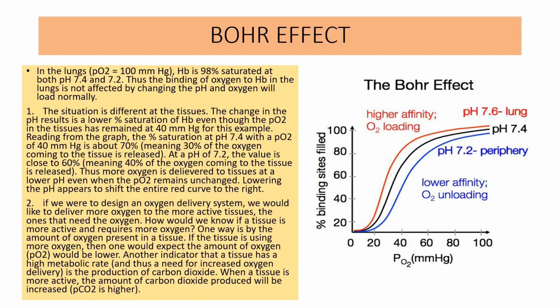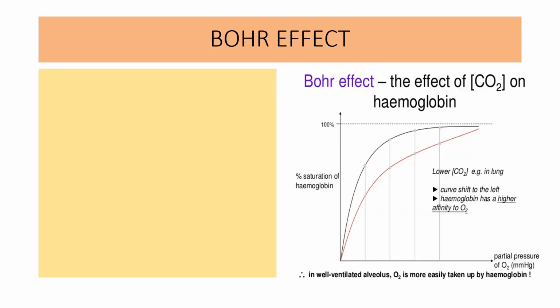Another indicator that a tissue has a high metabolic rate, and thus a need for increased oxygen delivery, is the production of carbon dioxide. When a tissue is more active, the amount of carbon dioxide produced will be increased. So partial pressure of carbon dioxide is higher in more active tissues.